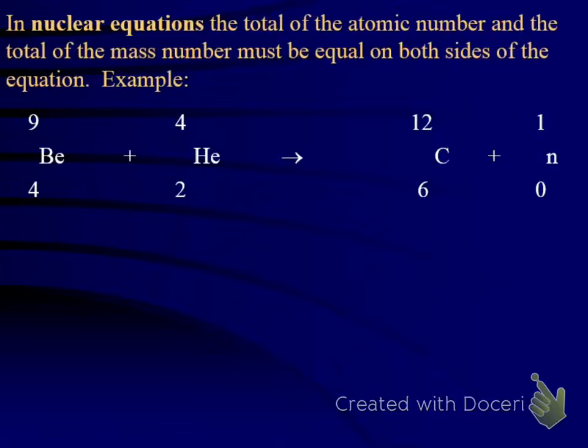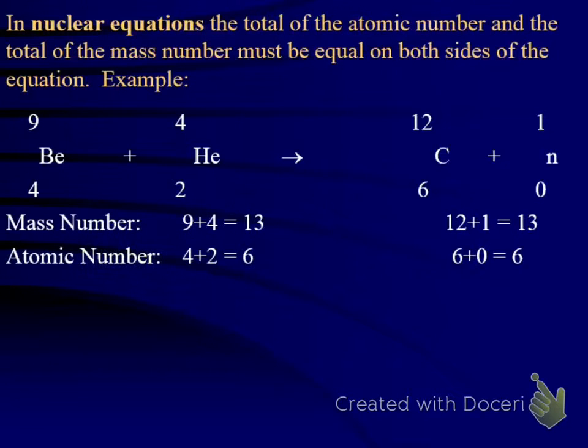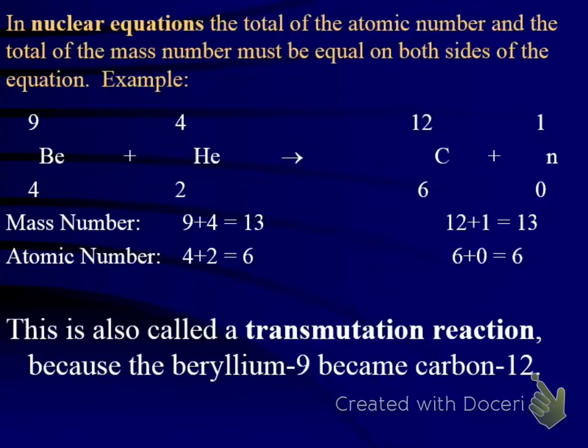Okay, so in nuclear equations, remember we have to have the top and the bottom add up to each other. So if we look at this particular one where we have a beryllium plus helium and we turn it into carbon and a neutron. If you can't get your nuclear equation to balance, sometimes we have to throw a neutron in there, and that's because this reaction released a neutron. So we add up to 13 on the mass number on both sides, so we're good. And we add up to 6 on the atomic number, so we're good.